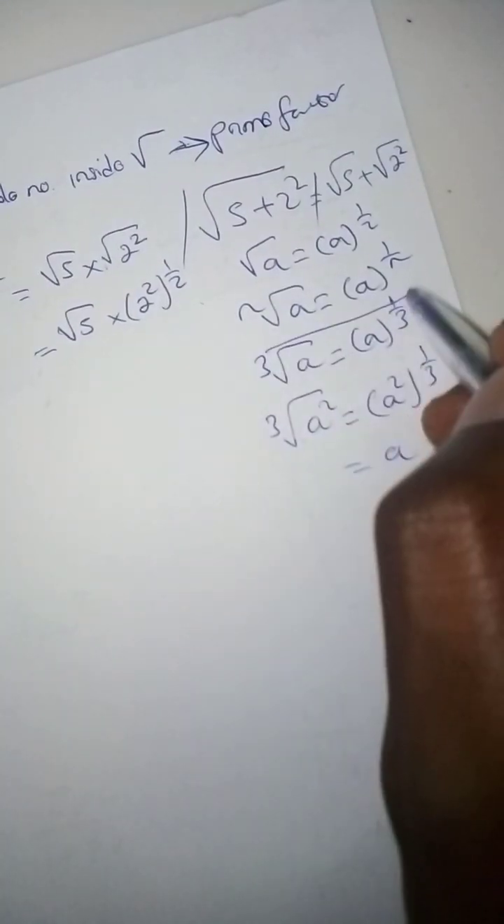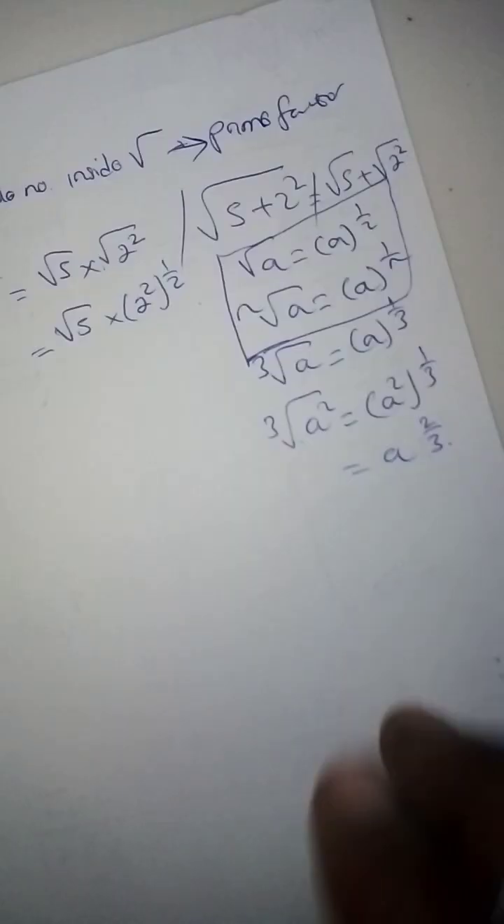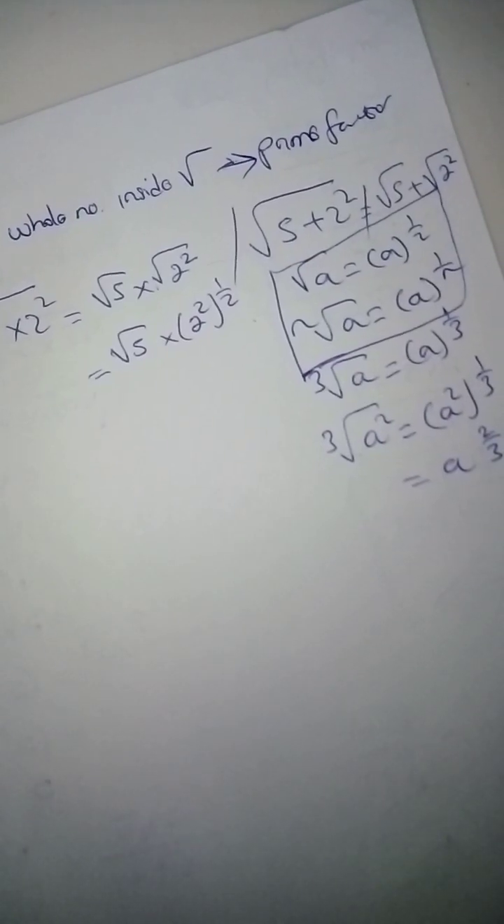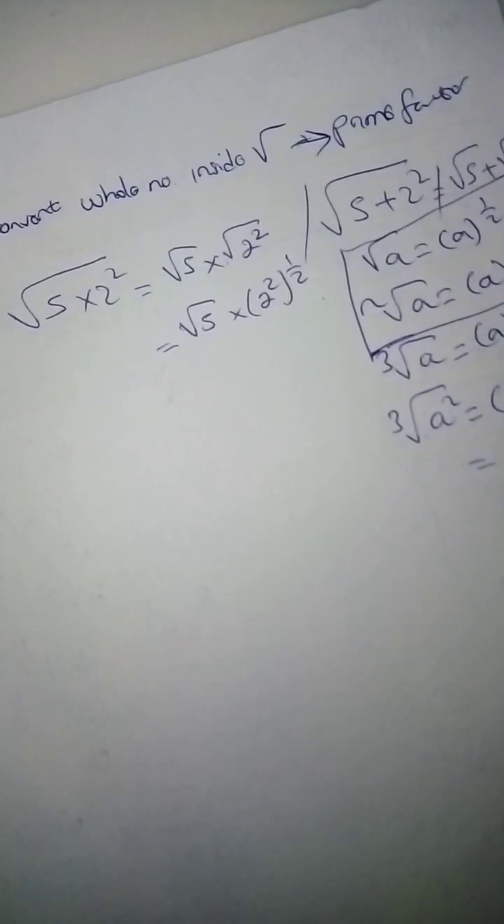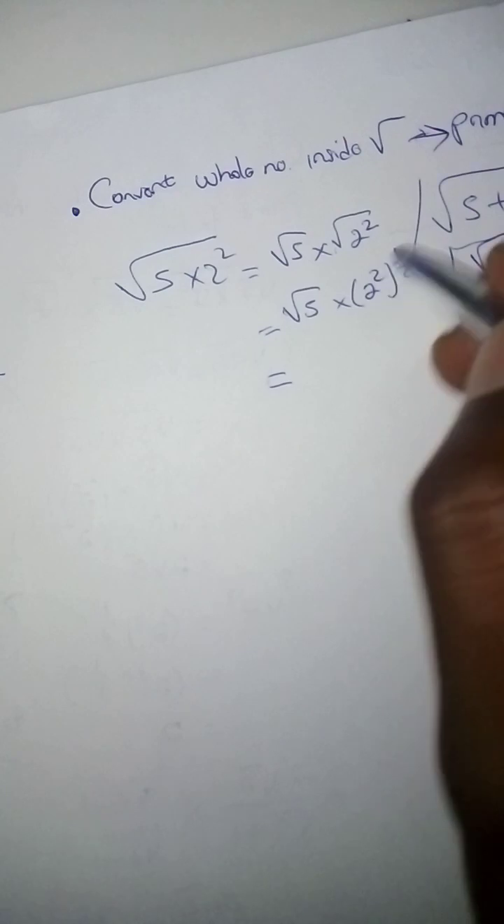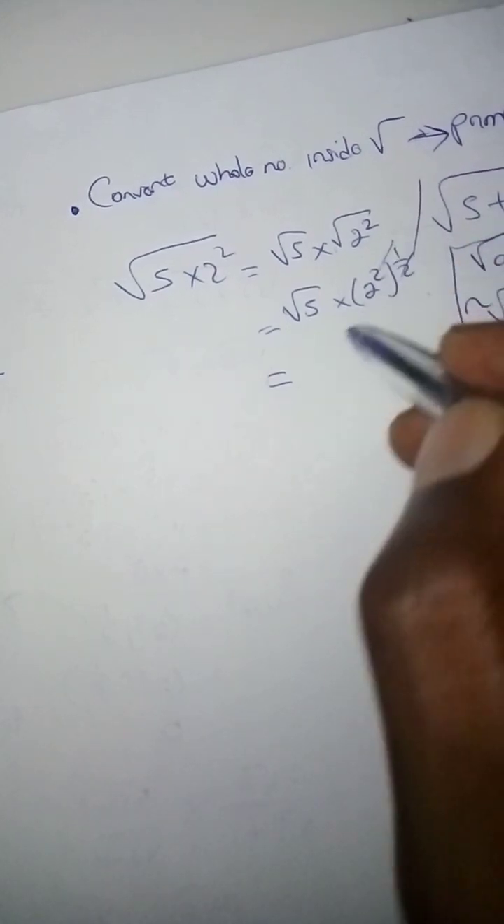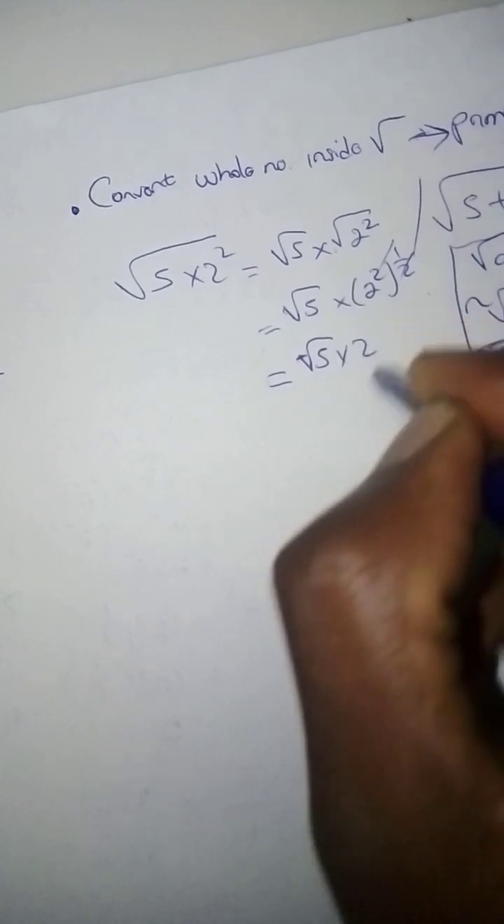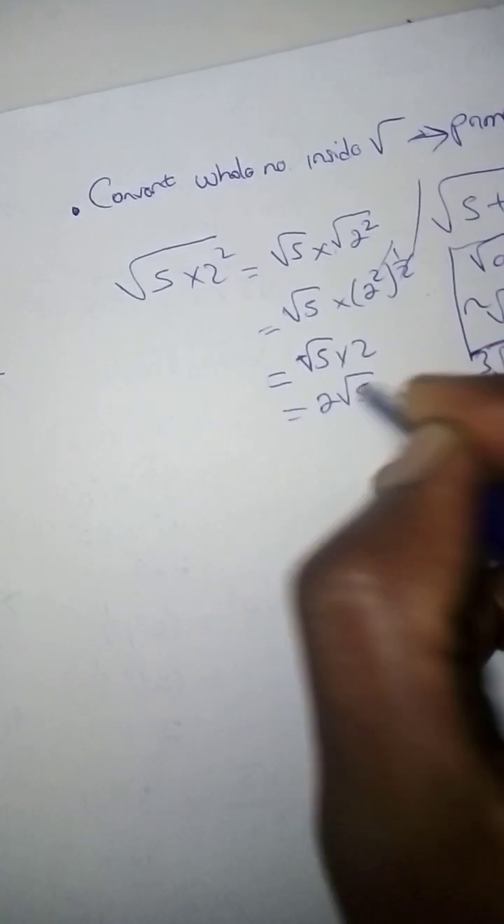So remember this law. It's very important that you remember them because most of the time you are going to have to apply them when it comes to simplifying your surds. So now from this point, 2 times 1 over 2, that's going to cancel out. So now you have a square root of 5 times 2, which is 2 square root of 5.